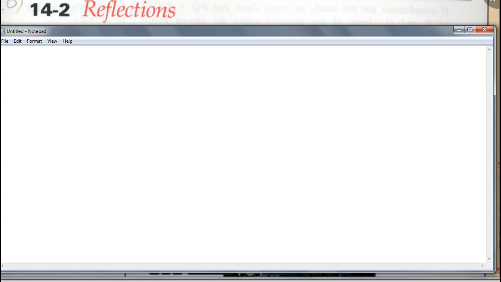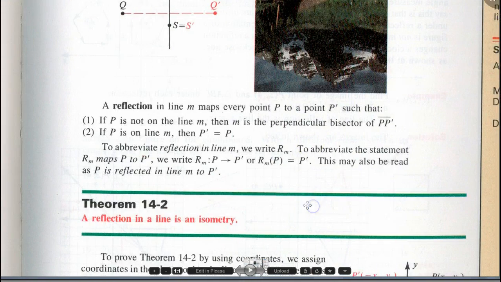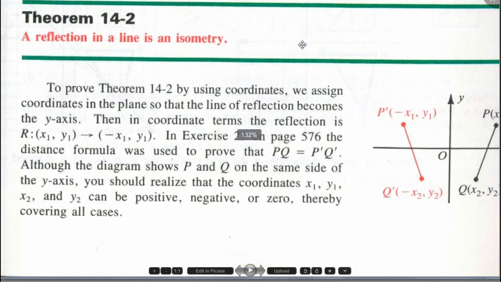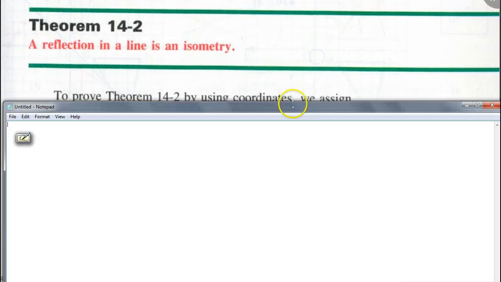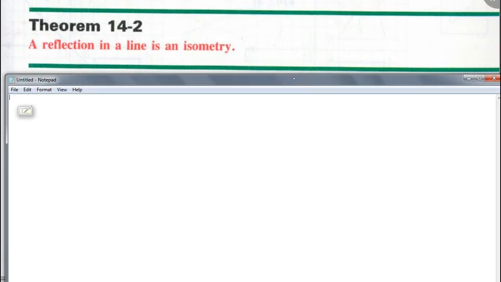Reflection on a line is an isometry. So write this down. There it is. Okay. So reflection in a line is an isometry. Very, very easy to remember, and it makes sense, doesn't it? So we're going to prove it in a minute. Not fully, but we'll talk about this.